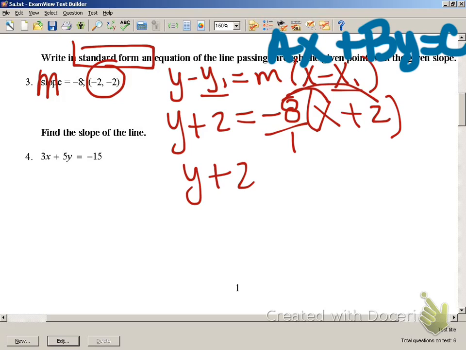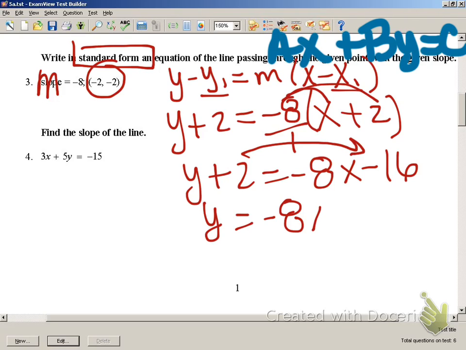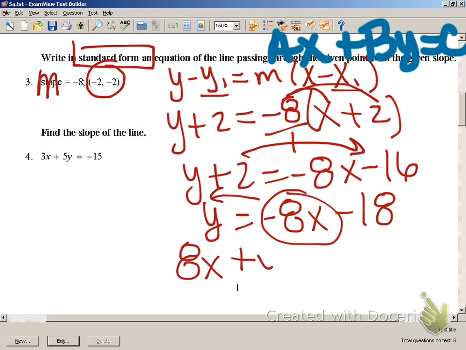So I have y plus 2 is equal to negative 8x minus 16. I'm going to move the 2 over by subtracting it. Y equals negative 8x minus 18. And then I'm going to move the negative 8x over. So I have 8x plus y equals negative 18. And that is in standard form because I have all integers. 8, or a in this case, is positive, and the coefficients of x and y are both not 0.